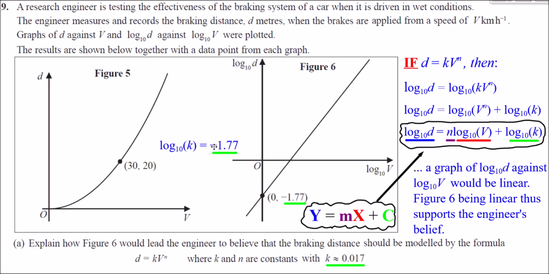We can of course solve this, so rearranging this to work out the value of k, k will therefore be 10 to the power of minus 1.77, which is 0.01698, and so on, which does approximate to two significant figures to 0.017. So that shows, again, that k is about 0.017 in agreement with this engineer's belief. So finally, to conclude, that this does round to 0.017, and then we're done part A.